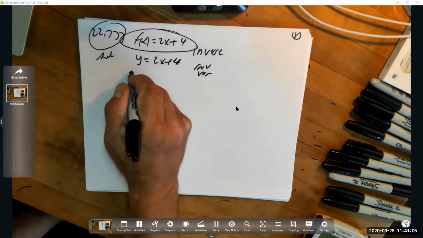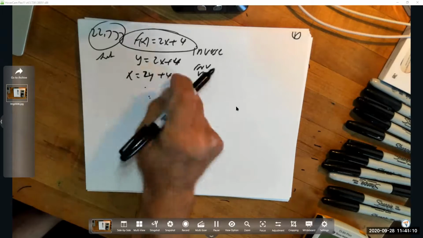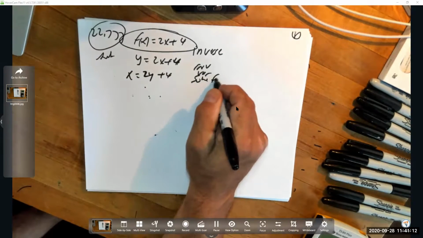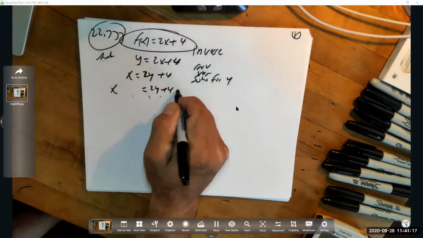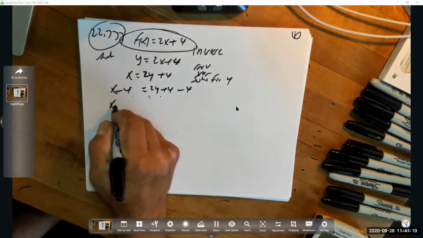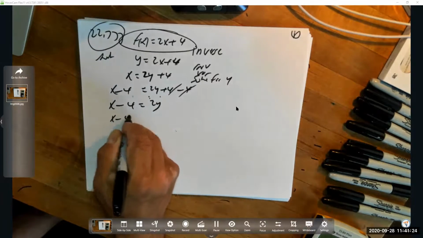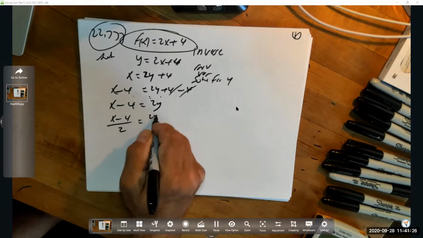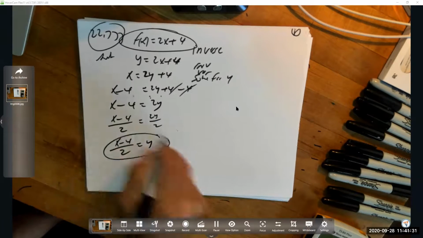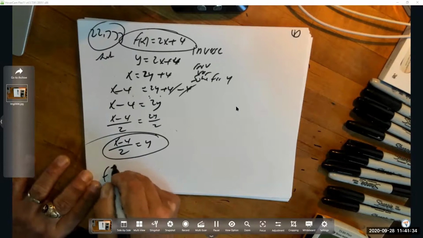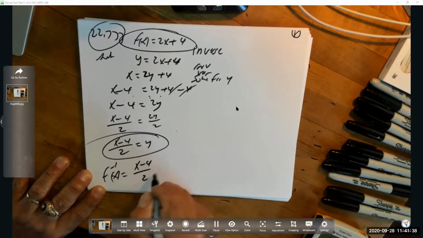So you're going to go x equals 2y plus 4. And then you solve for y. So x is 2y plus 4, minus 4, minus 4. So x minus 4 is 2y. So x minus 4 divided by 2. You got this right here. So now, inverse is that thing. And I'll show you how to use these things in a second. So this is the inverse.